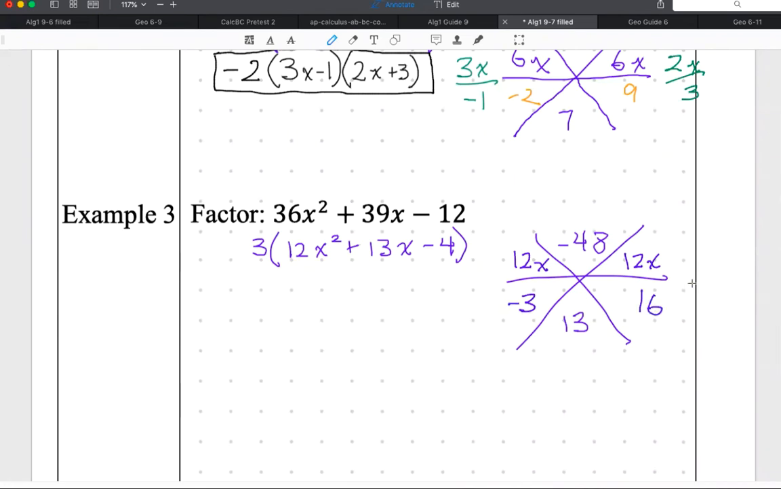And then I'm going to reduce my fractions. I'm going to divide the left side by 3 and I get 4x and -1. Divide the right-hand side by 4 and I get 3x over 4. And then I rewrite it with the greatest common factor. And it looks like 3 times the quantity of 4x minus 1 times the quantity of 3x plus 4. Final answer in a box.